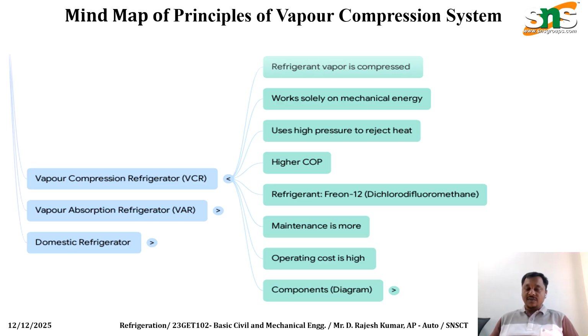You can see here the refrigerant is compressed through mechanical energy, that is a compressor, and it flows from high pressure to low pressure area in order to remove the heat, with a higher coefficient of performance. And here the refrigerant we use is freon 12, dichloro difluoromethane. It requires of course more maintenance and its operating cost is high, and we can see the diagram in the upcoming slide. So this is the mind map of the vapor compression system.